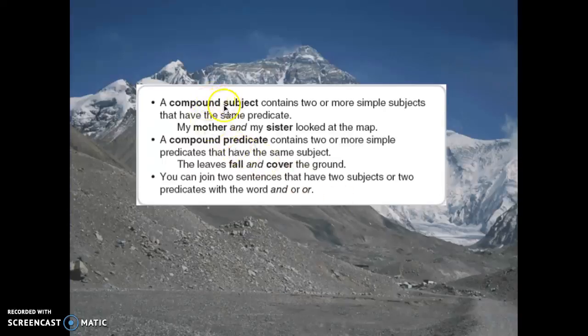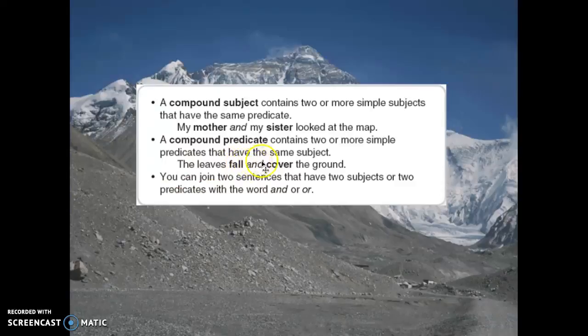A compound subject contains two or more simple subjects that have the same predicate. So for example, my mother and my sister looked at the map. In this case, we have two nouns, mother and sister, both doing the same thing, looking at the map. Compound means at least two parts. So the mother and the sister are compound subjects.